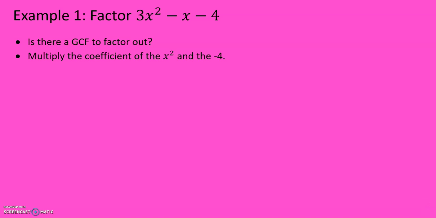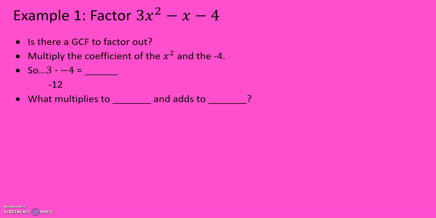We're going to multiply the coefficient of the x squared and the negative 4. So 3 times negative 4 equals negative 12. What multiplies to negative 12 and adds to negative 1? We got our negative 12 from our 3 times our negative 4, and our negative 1 is the coefficient of our x term. Multiplying to negative 12 and adding to negative 1 is negative 4 and positive 3.